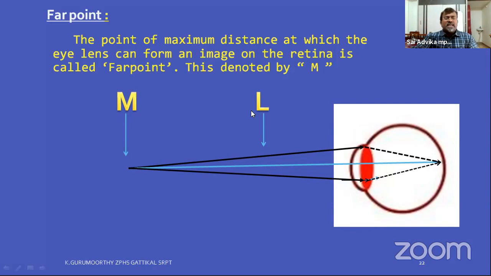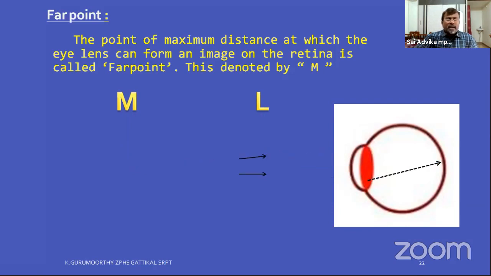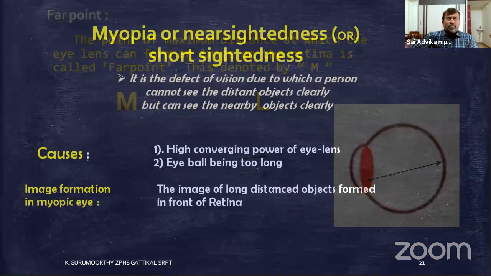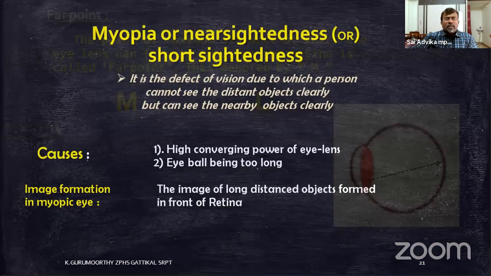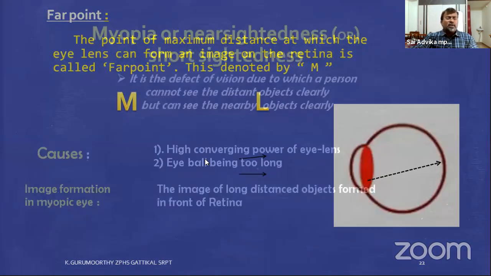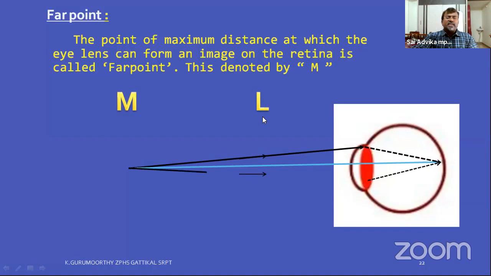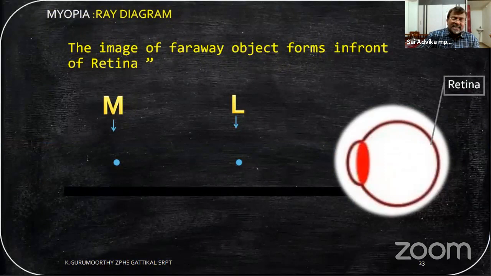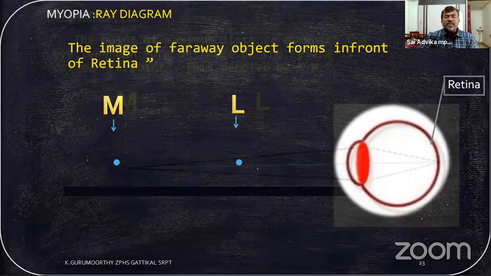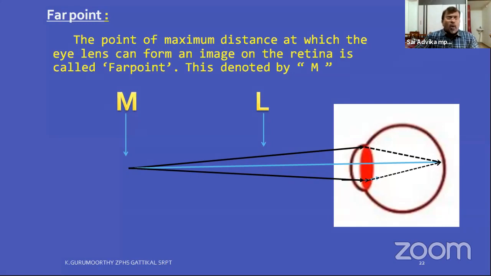In the picture, this is the L. L denotes the least distance of distinct vision. It is about 25 centimeters for a normal healthy person. So the person with myopia can see an object which is kept just a few centimeters away from the least distance of distinct vision. Let us say some 50 centimeters, like 40 centimeters. Beyond that, he cannot see. Beyond that point, the person is not able to see the objects clearly. So that point is known as M.